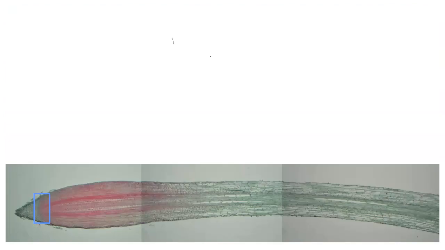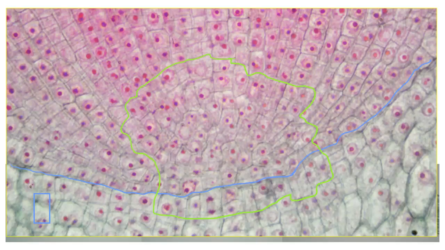Right behind the root cap, we have the meristem. This rectangle is the next area to look at. Enlarging this, we can see the meristem outlined in green and the separation of the root cap in blue. This is a rough estimate of the meristem. The meristem constantly produces new cells both to the root cap and to the main part of the root. This allows for rapid root growth.